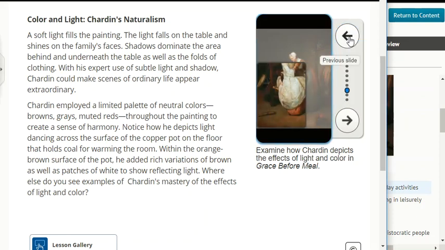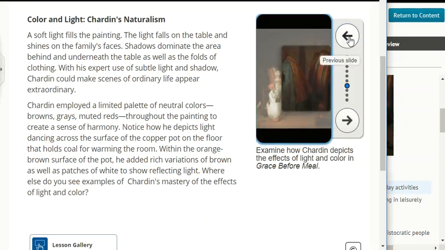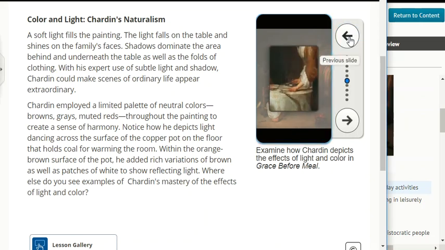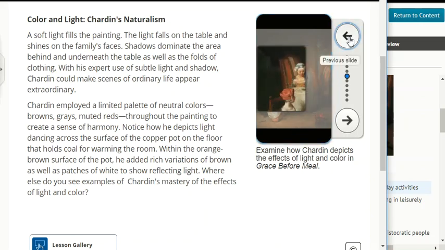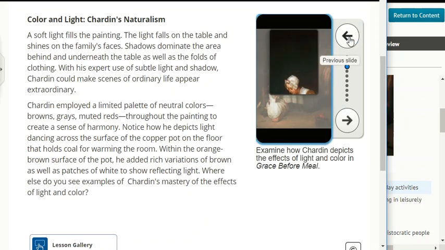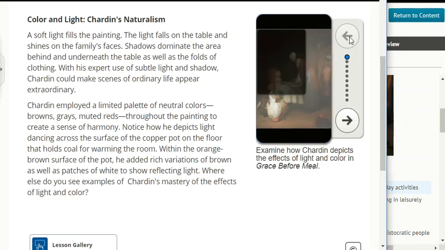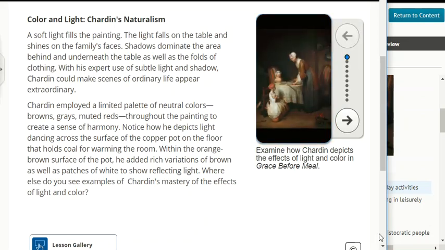Notice how he depicts light dancing across the surface of the copper pot on the floor that holds coal for warming the room. Within the orange-brown surface of the pot, he added rich variations of brown as well as patches of white to show reflecting light. Where else do you see examples of Chardin's mastery of the effects of light and color?